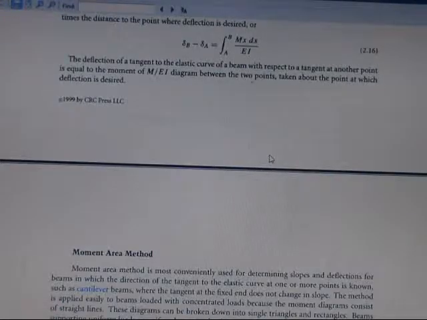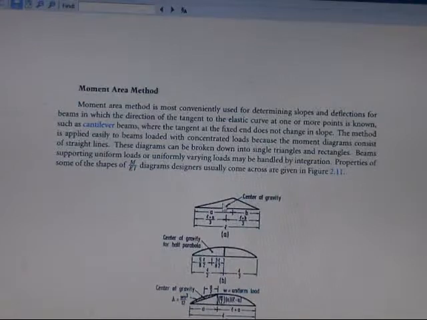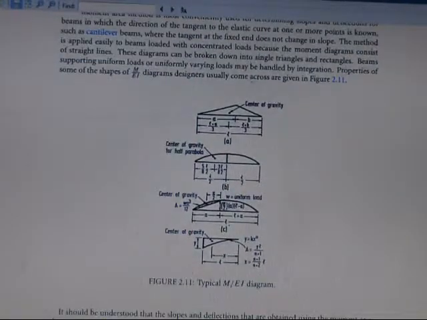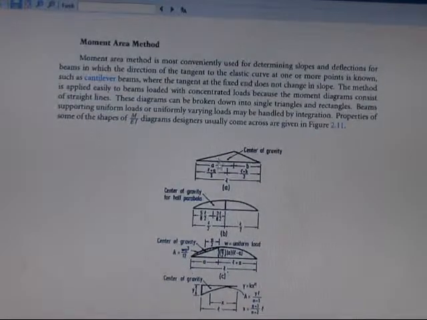And then another thing is the moment area method. So this area is a moment. So this is a bending moment and shear force we can calculate by the moment area.